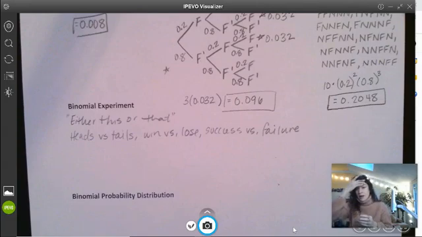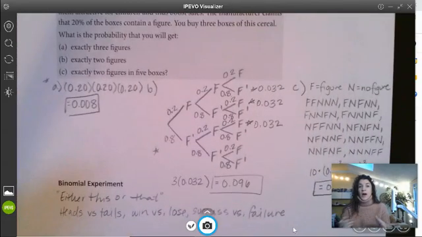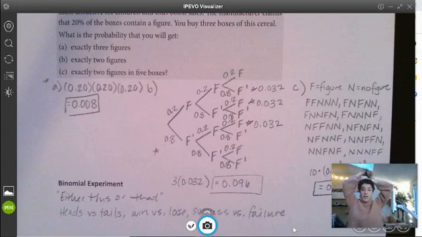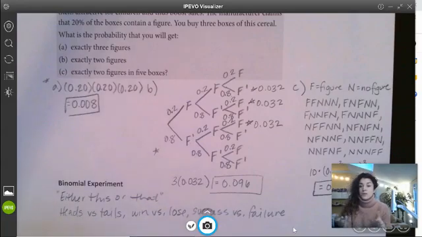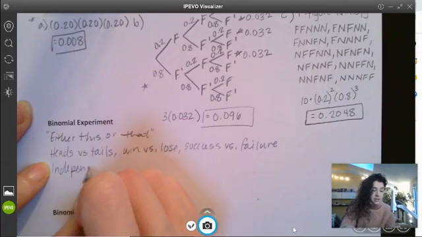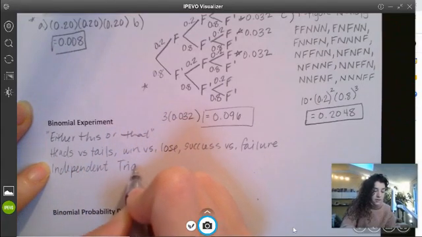Each of the trials that happen with binomial experiments are independent. A flipping of a coin, one flip does not rely on the other one. The boxes of cereal, right? You have either a success of getting the figure or a failure of not getting the figure. But getting a figure in one does not tell you that in the second box there's a different probability occurring. They're completely independent. They don't have any sway on each other's results. So that's also something to note with binomial experiments: it's always independent trials.